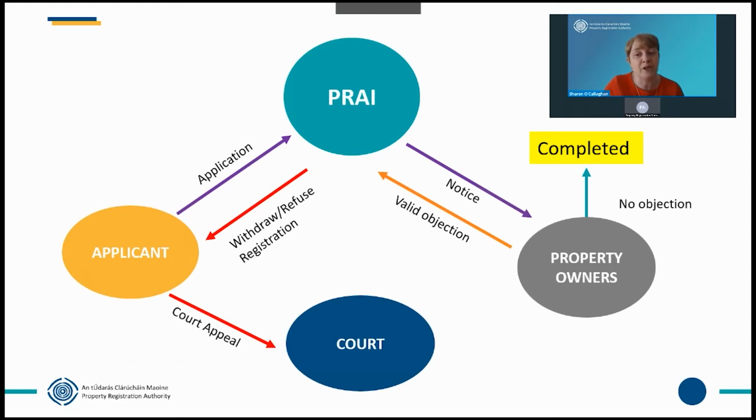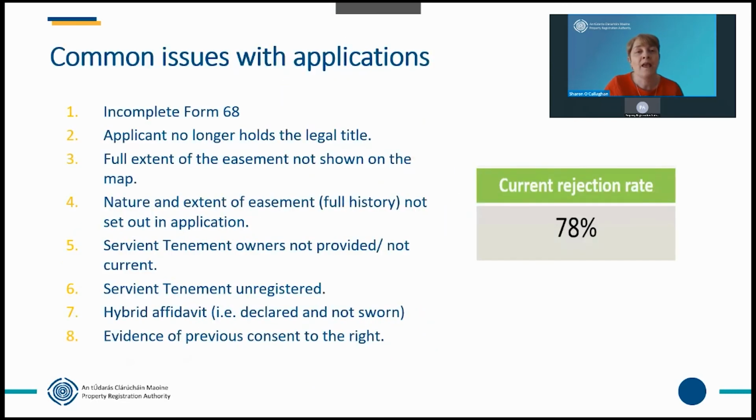However, if a valid objection is received, we will ask the applicant to withdraw the application, as this procedure is only for non-contentious cases. Alternatively, we may refuse the application, which can then be appealed to court. And as I stated earlier, our current rejection rate is 78%. Some of the most common errors that lead to an application being rejected are listed here, and I'll go through them now for you.